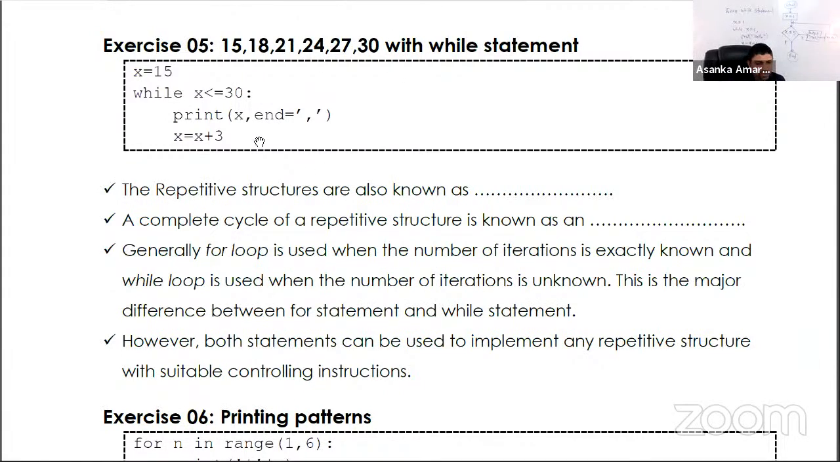A repetitive structure. So starting with 15, first print 15. Then 15 plus 3 is the new value of x. Still x is less than 30: now 18, initially 15, then 18 less than 30. Likewise it will continue up to 30. Okay, shall we fill these blanks?